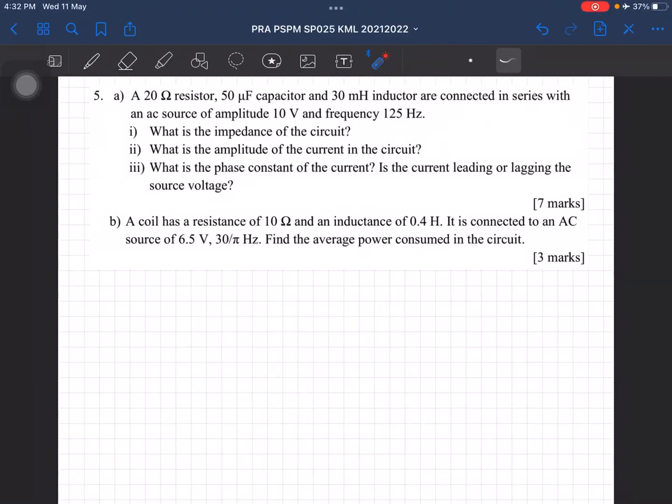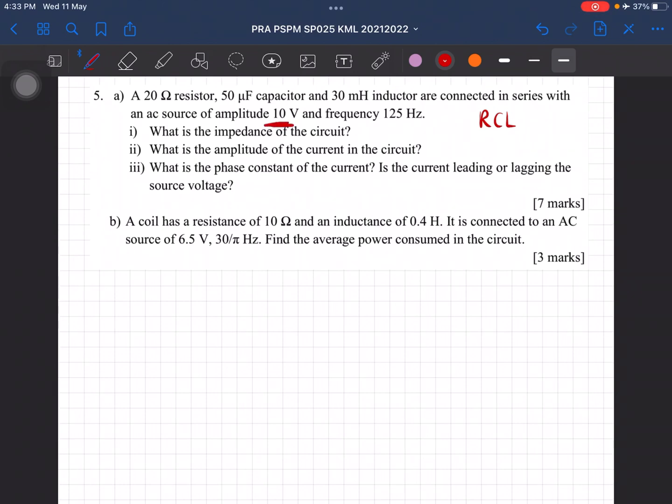Question 5, this is for chapter 6, which is on alternating current. A 20 ohm resistor, 50 microfarad capacitor, and 30 millihenry inductor. So this is an RCL circuit. They are all connected in series with an AC source of amplitude 10 volts.